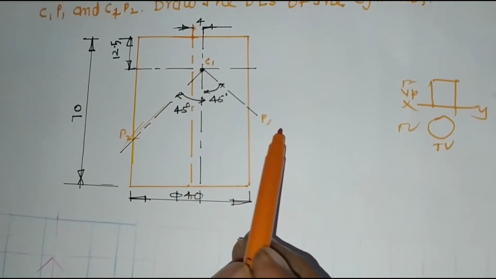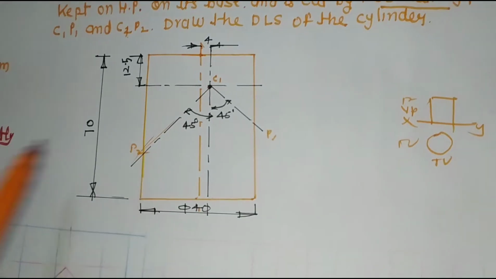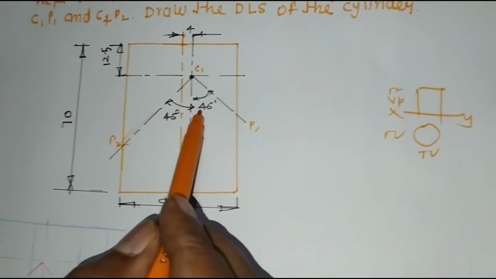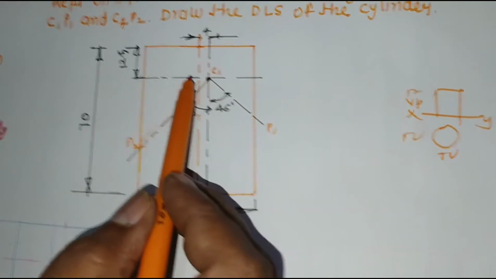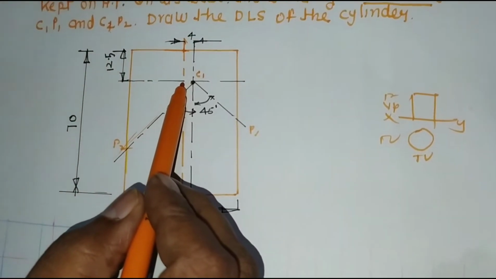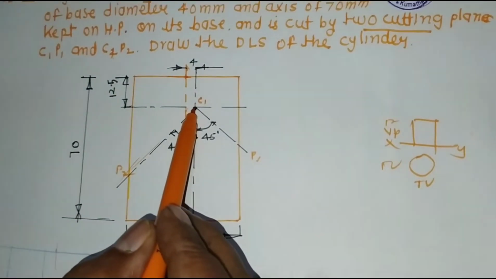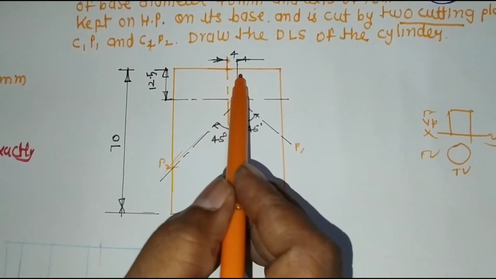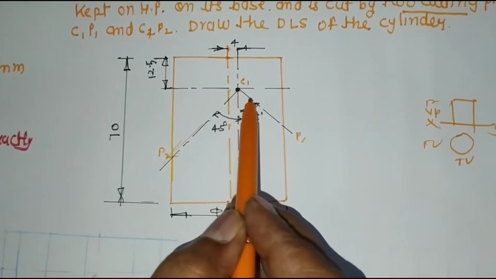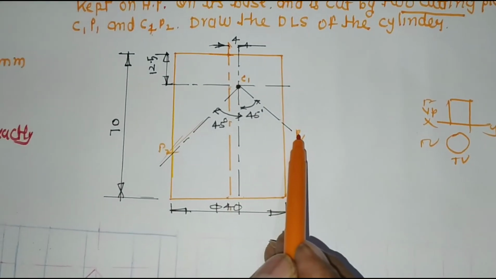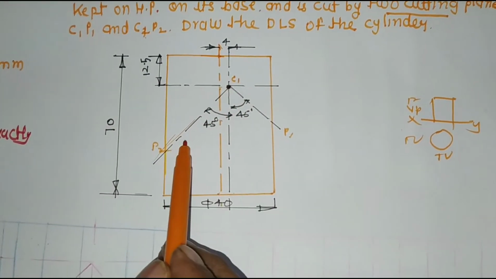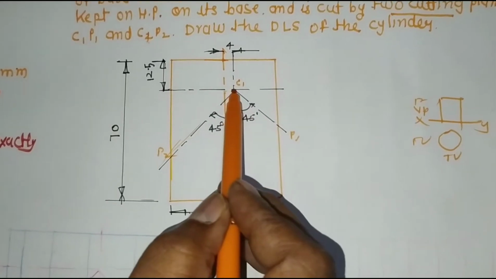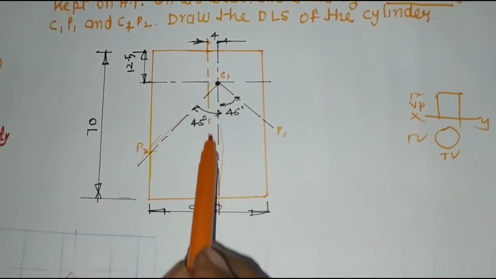This is C1, P1, exactly opposite C2, P2. At what angle? At an angle of 45 degrees. This is the important point: 4 mm eccentric and 12.5 mm from the top face, where the cutting plane starts. On the other side, this is the right side and this is the left side, at an angle of 45 degrees with the vertical line.